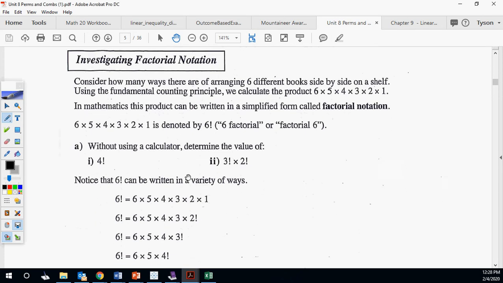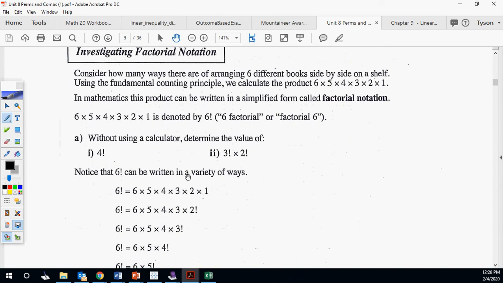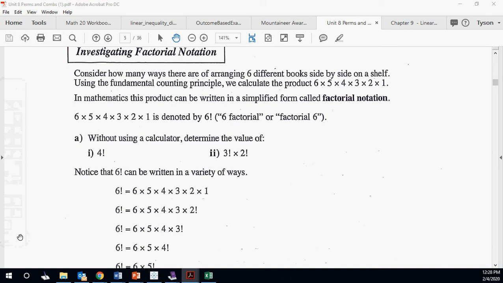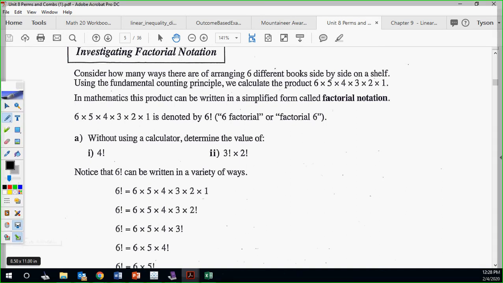Consider how many ways there are of arranging 6 different books side by side on a shelf. Using the fundamental counting principle, we calculate the product to be 6 times 5 times 4 times 3 times 2 times 1. A way to think about it is you have 6 spaces for books, and you have 6 books. If you take 1, now you have 5, then 4, 3, 2, 1. So if you're mixing up 6 books in 6 spaces, it's 6 times 5 times 4, 3, 2, 1.